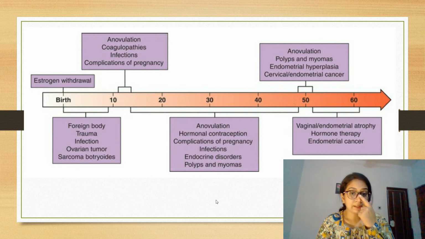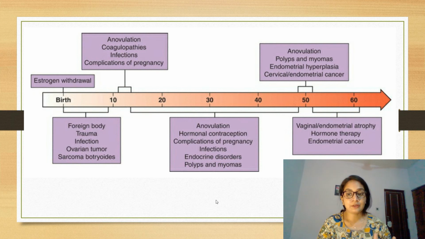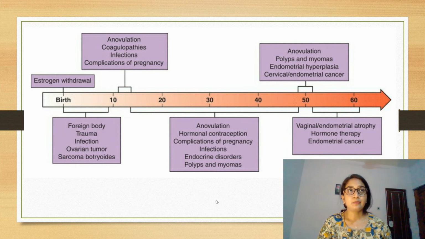Other causes like anovulation are very common in women in their teens. Around 15, 16 years, they have various anovulatory disorders which lead to abnormal uterine bleeding. And also infections. Coagulation disorders are very common in this premenarchal age group of girls.